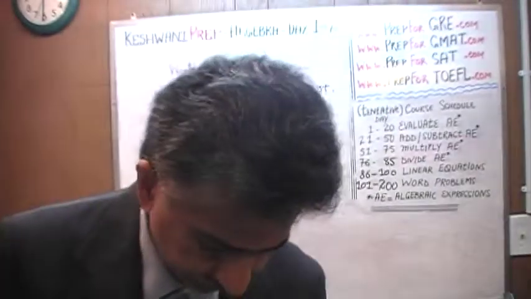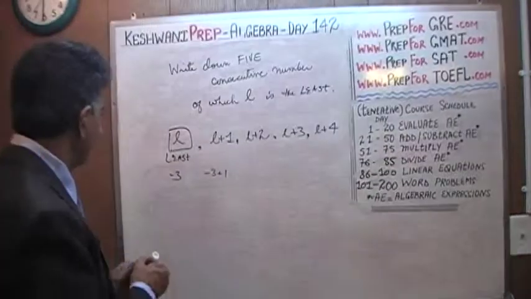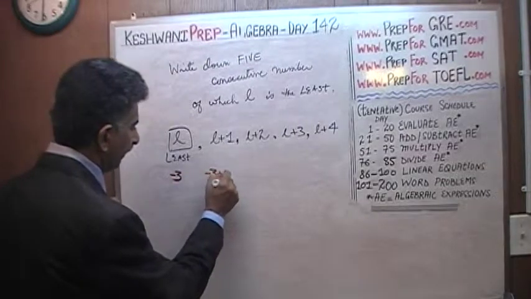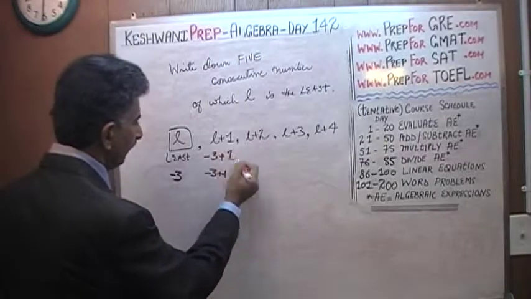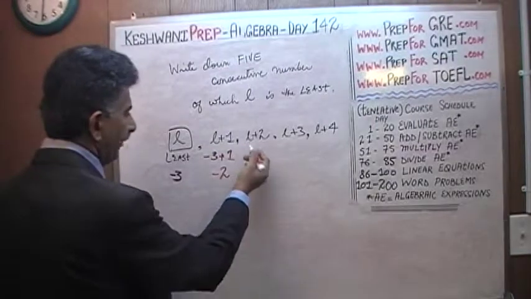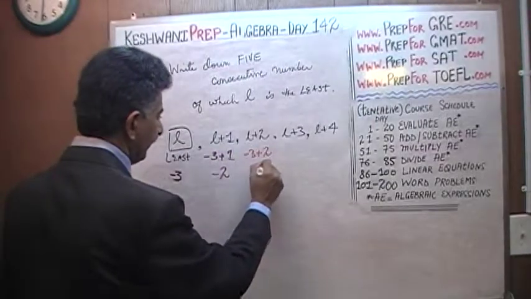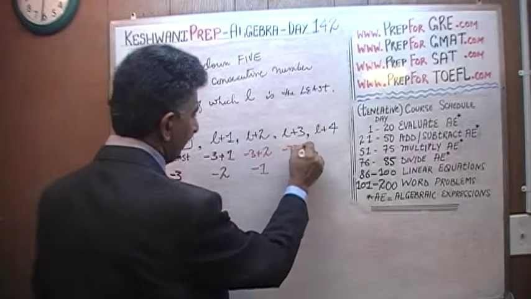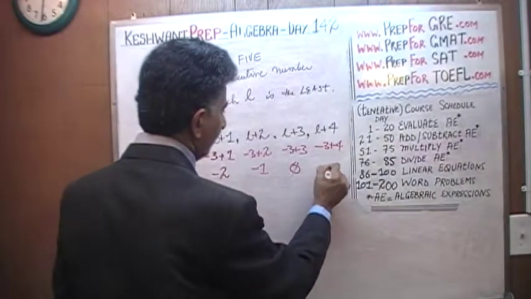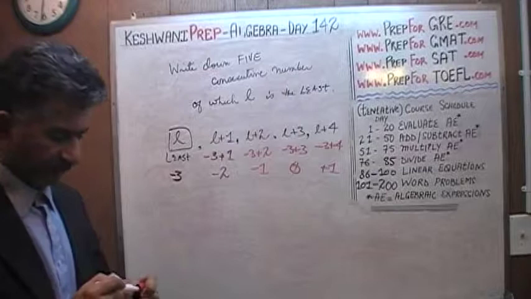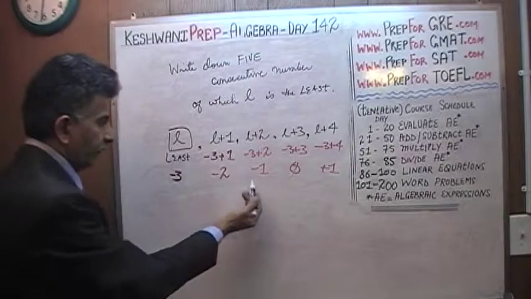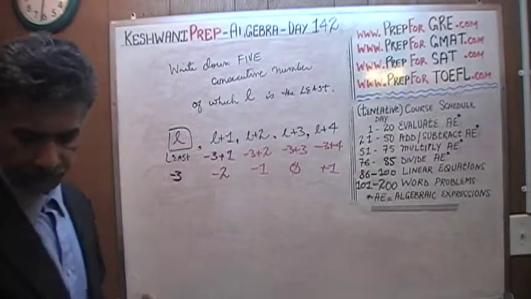So, for example, as I showed you already, by plugging in numbers, if L happens to be negative 3, then the next one is going to be negative 3 plus 1, which is negative 2. The one after that is going to be negative 3 plus 2, which is negative 1. The one after that is negative 3 plus 3, which gives us 0. And then negative 3 plus 4 gives us positive 1. And here we have 5 consecutive numbers where negative 3 happens to be the least: negative 3, negative 2, negative 1, 0, and positive 1. There we go.